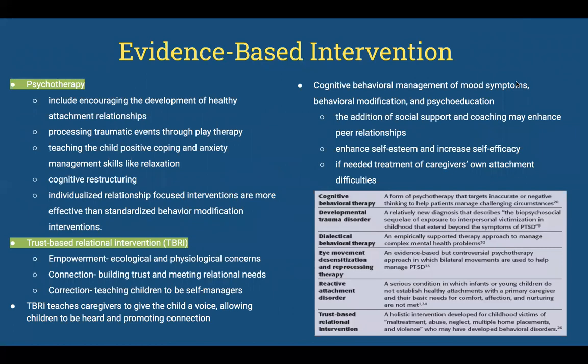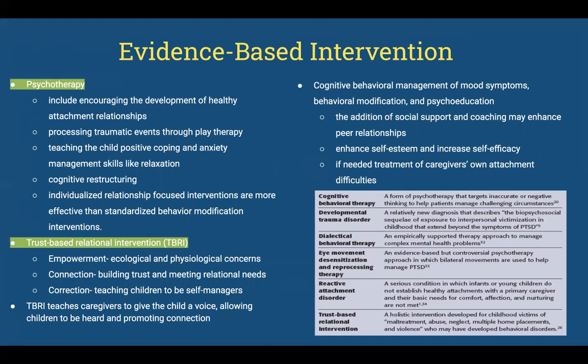Psychotherapy is another evidence-based intervention. Psychotherapy includes encouraging the development of healthy attachment relationships, processing traumatic events through play therapy, teaching the child positive coping and anxiety management skills like relaxation and cognitive restructuring. These last two interventions can be done through cognitive behavioral therapy. It was also mentioned that individualized relationship-focused interventions are more effective than standardized behavior modification interventions.